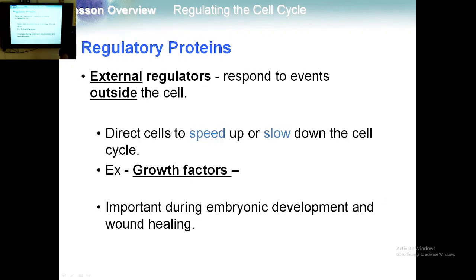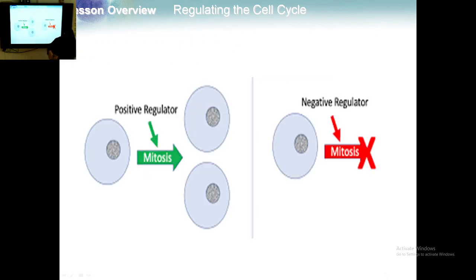The other type is external regulators, which respond to events outside the cells. So there are events inside the cells and events outside the cells. And these regulators will start when anything happens outside of the cell. As an example of the positive regulators, when there is a cell and there is a positive regulator, the mitosis will initiate and the cell will divide. While if there is a negative regulator, the mitosis will not happen.